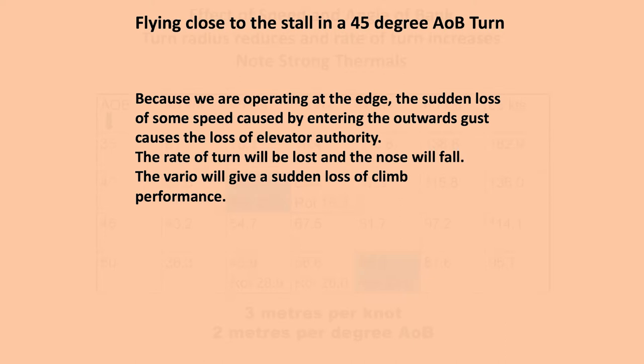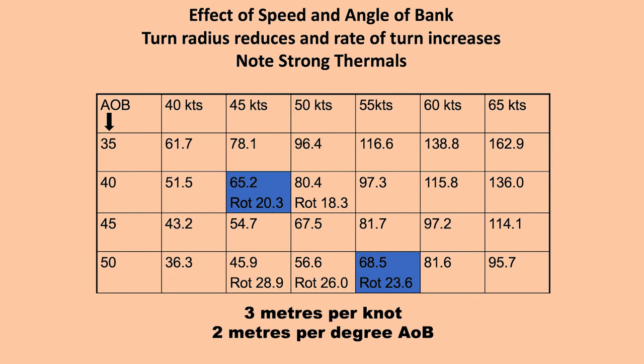Here we can see the effect of speed and angle of bank. Turn radius reduces and rate of turn increases by flying slower or increasing our angle of bank. Notice then in strong thermals we could have 55 knots and 50 degrees angle of bank just as easily as 45 knots and 40 degrees angle of bank. But the important thing here is that we're able to fight against the outwards gust more aggressively than we can at slower speed.